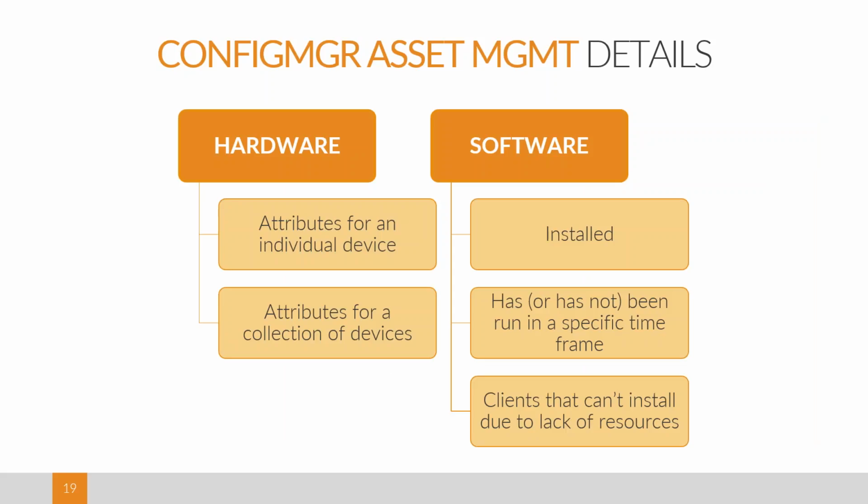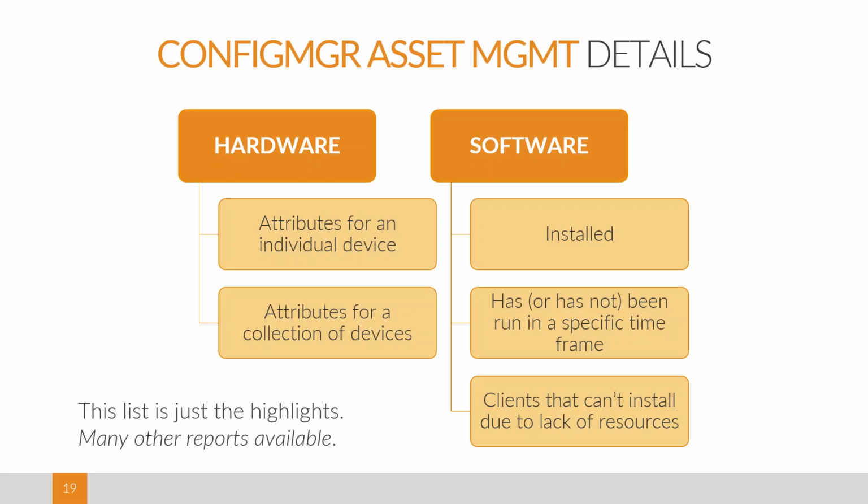Now, there's a ton of reports in Configuration Manager. Depending upon the release and the version, you may have up to 470 reports in different categories for hardware and software, whether it's attributes of an individual device, attributes for a collection of devices such as operating systems and service packs, the software you have installed, software that has been or hasn't been run for a period of time, or clients that can't install pieces of software due to lack of resources: not enough processor, memory, disk space, whatever.